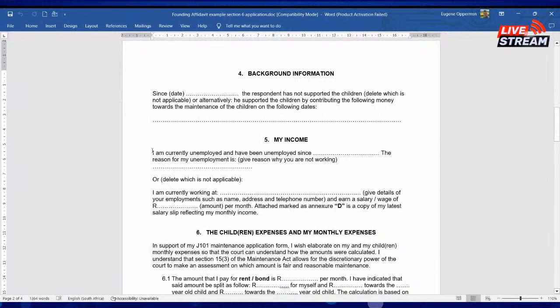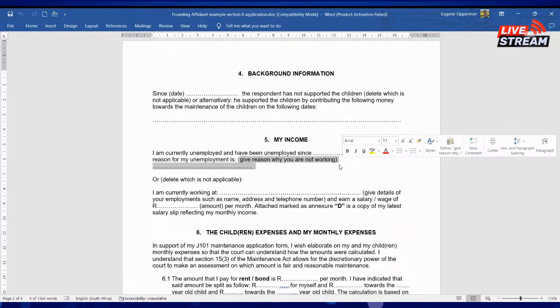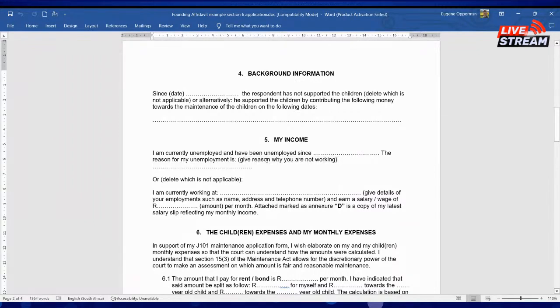You can state here you are currently unemployed, because the court might not know that. Remember, the court does not know you. So you have to present as much facts and information to the court for them to make a proper assessment. So there you can say that you're currently unemployed, since the date, and the reason for your unemployment is, and then give a reason why you are not working. Just don't say, I'm unemployed. Give a reason. You can state there, I have been looking for work, or I was retrenched, or I'm just finishing up my studies, or whatever. And these are the attempts that I've made to look for gainful employment, so that you can take the court into your trust and divulge that information.